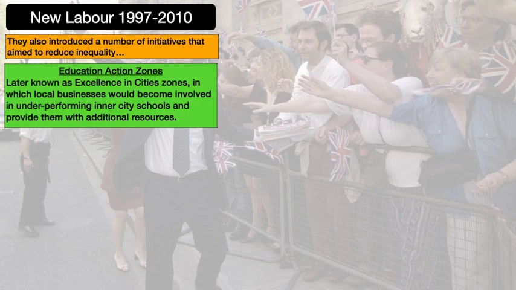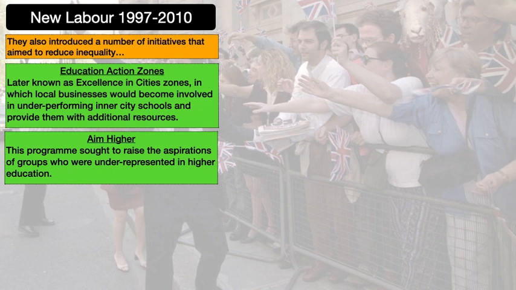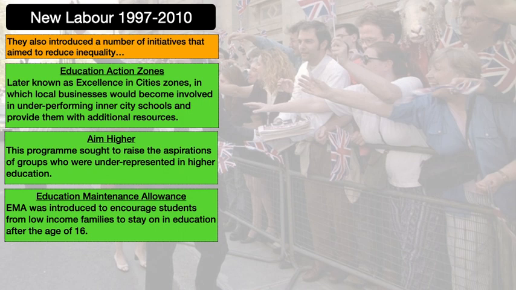For example, Education Action Zones, which were later known as Excellence in Cities Zones, in which local businesses would become involved in underperforming inner city schools and provide them with additional resources. There's the Aim Higher programme, which sought to raise the aspirations of groups who were underrepresented in higher education at university. And there was the introduction of the Educational Maintenance Allowance, or EMA, and that was introduced to encourage students from low-income families to stay in education after the age of 16, which at that time was not compulsory.